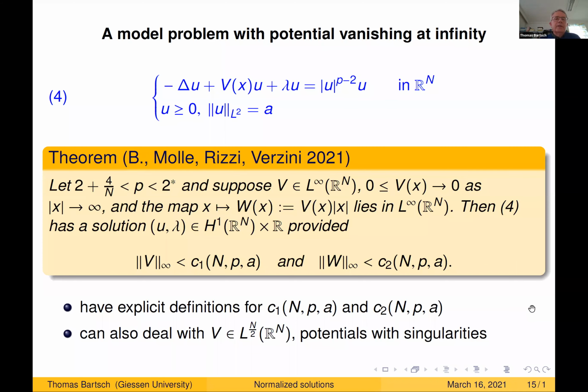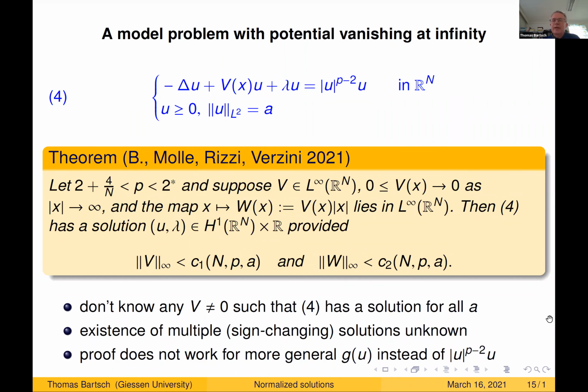And we have a similar result also if V has singularities, and this would require that V is then in a Lebesgue space of class n over 2 on Rn. So this is nice, but the difficulties which the potential presents can be seen from the following remarks. Namely, first of all, we do not know of any potential V such that this has a solution for all A. Would be interesting, but maybe it cannot be expected. But anyway, we don't have any examples of any V, even in the pure power case.